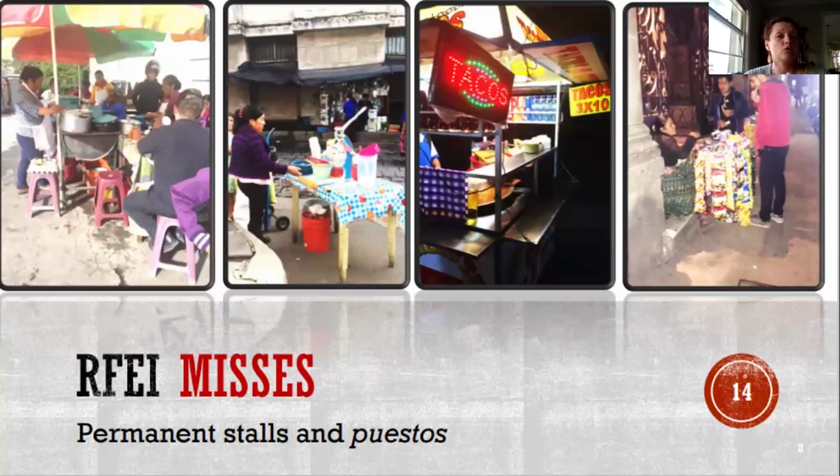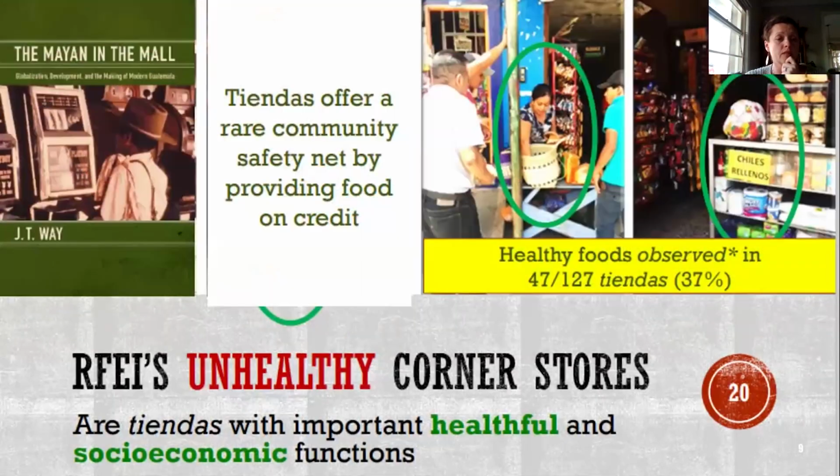The RFEI also misses all kinds of outdoor activity, and that's a big part of how food is offered in Guatemala and many places, New York and other places. This is everything from stalls where women are serving up freshly squeezed orange juice, or even sometimes junk food. But whatever it is, it misses this whole realm of activity that's happening.